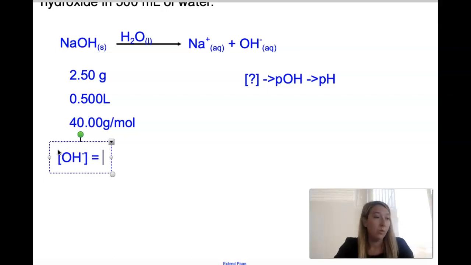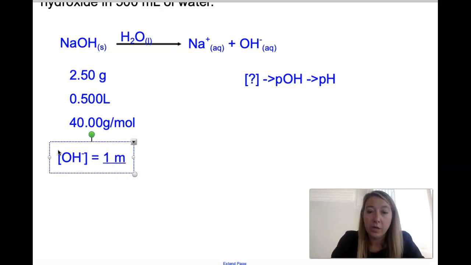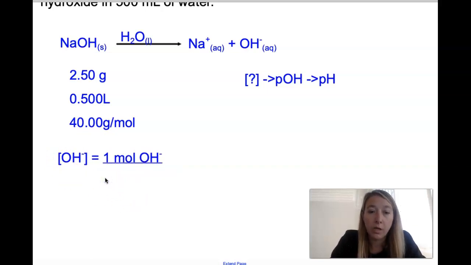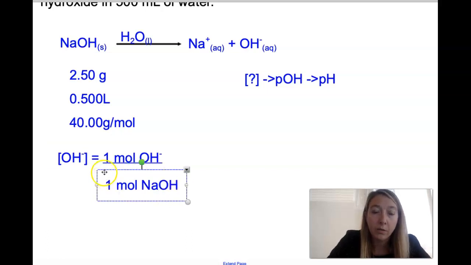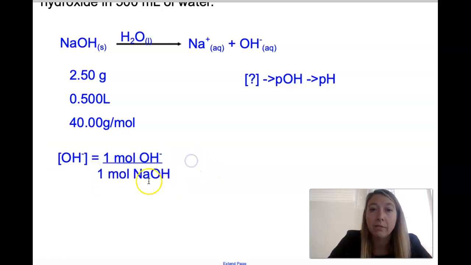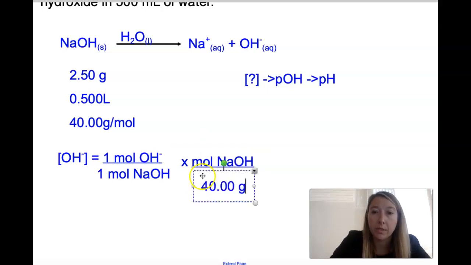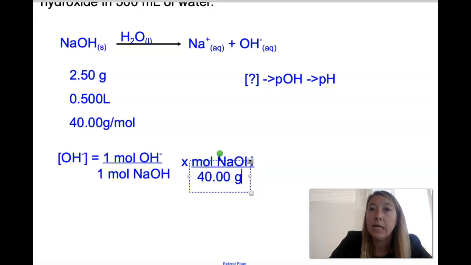We're going to start with our ratio. Why our ratio? Because it has moles of hydroxide in it, and we know we need that. So we're going to say 1 mole of OH minus over 1 mole of NaOH, right? What we're looking for over what we have. We need to get rid of moles of NaOH. We can use the molar mass to do that. So we're going to go times moles of NaOH over our 40 grams. By doing that, we can now cancel out moles of NaOH.